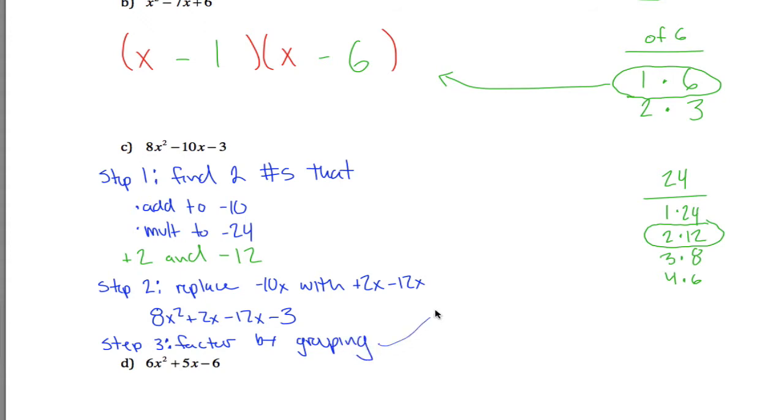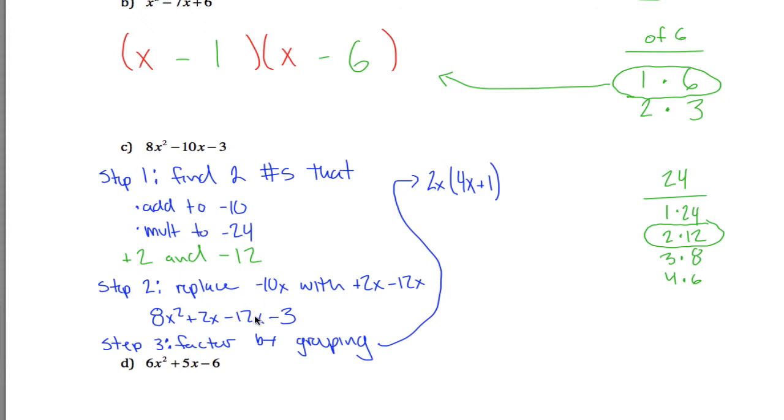I'm not quite sure where I'm going to do factoring by grouping. Maybe I can do it up here. So my first group is 8x squared plus 2x. 2x is the greatest common factor between those two. And if I pull out a 2x from 8x squared, I'm left with 4x. If I pull a 2x out from plus 2x, I'm left with just 1.